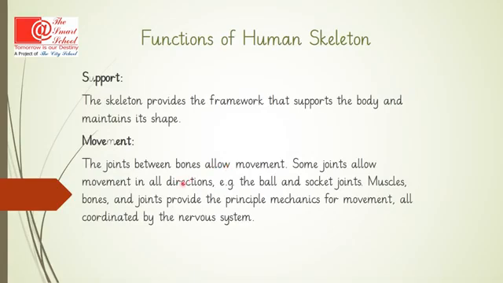Some joints move in all directions. They are called ball and socket joints, as we have seen in the case of shoulder joints. Muscles, bones, and joints provide the principal mechanics for movement. Mechanics means to move, and the movement is possible due to the joints, bones, and muscles of the body. All of this is coordinated by the nervous system, which comprises of the brain and the spinal cord.